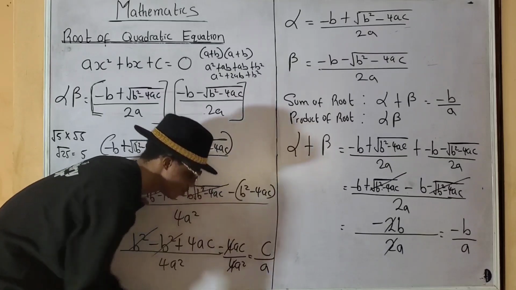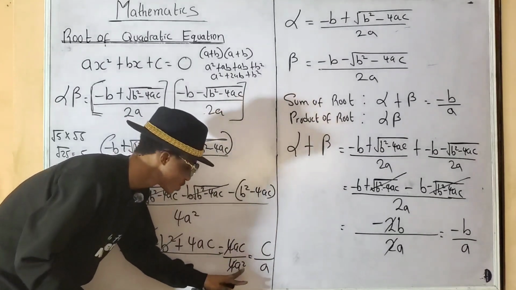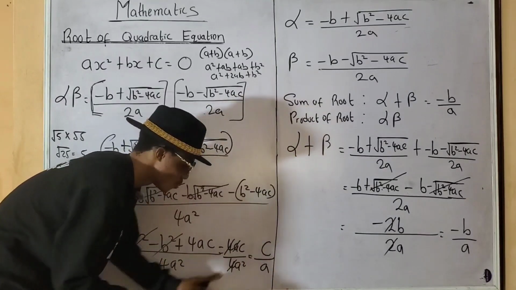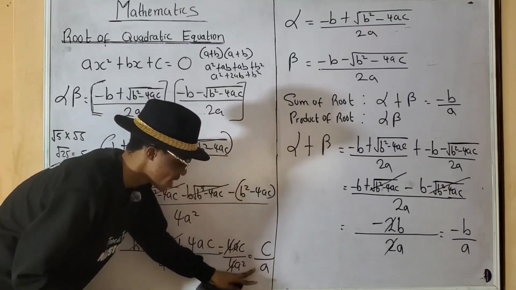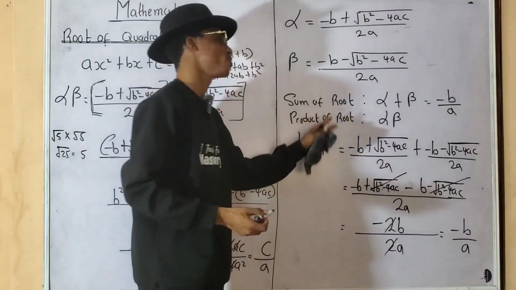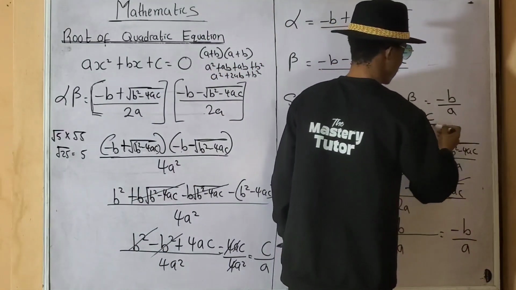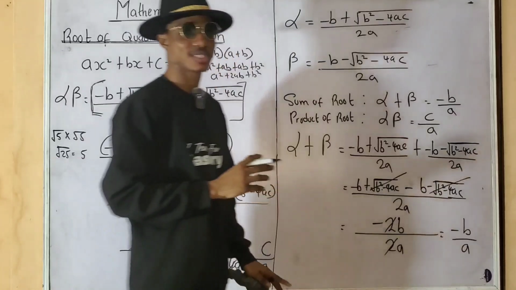And this a, we have a squared here. a squared simply means a times a. I'm only having a at the numerator. So one a will cancel one a. So I'm left with what? c over a. That means the sum of roots is negative b over a. And the product is what? c all over a. Do you understand it now?